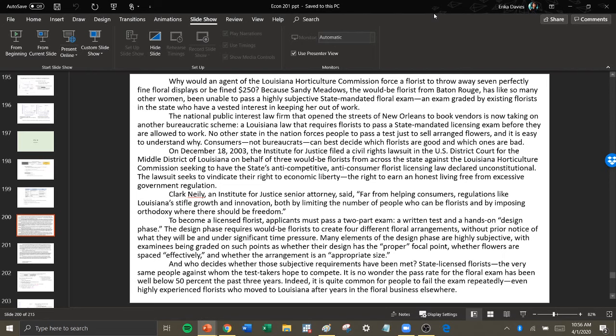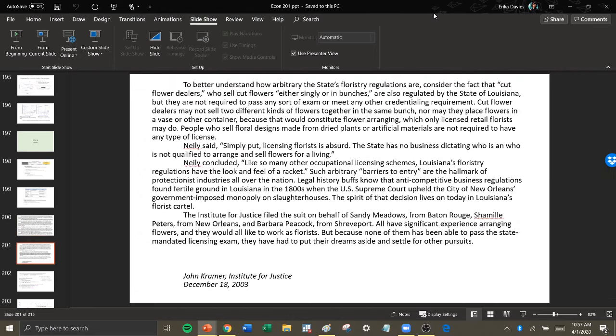And who decides whether those subjective requirements have been met? State-licensed florists, the very same people against whom the test takers hope to compete. It is no wonder that the pass rate for the floral exam has been well below 50% the past 3 years. Indeed, it is quite common for people to fail the exam repeatedly, even highly experienced florists who move to Louisiana after years in the floral business elsewhere."